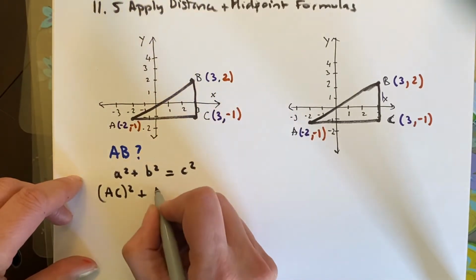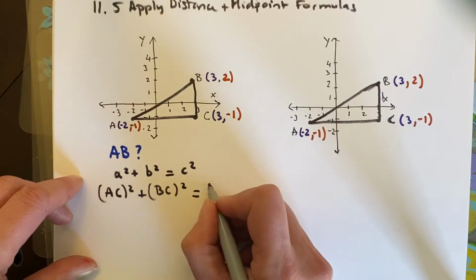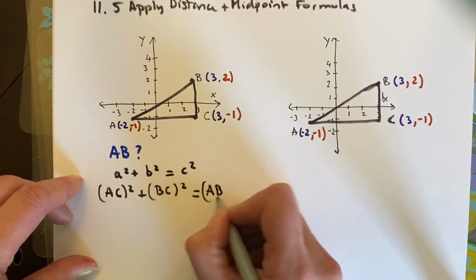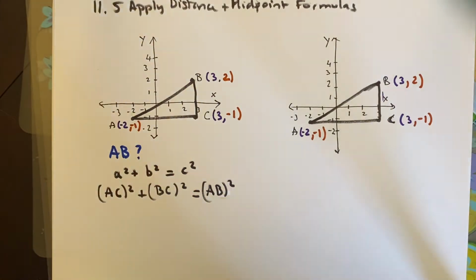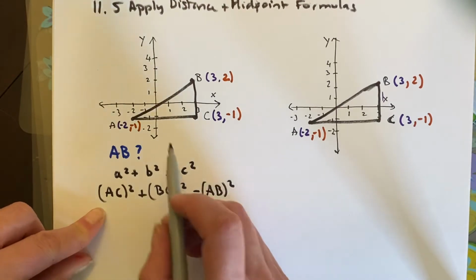And B is the length BC. And I know this is going to be equal to AB squared when I do it all together. Well, how easy is it for me to find each of these lengths?